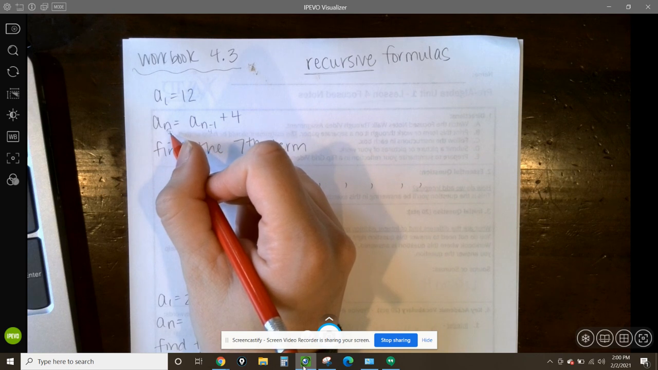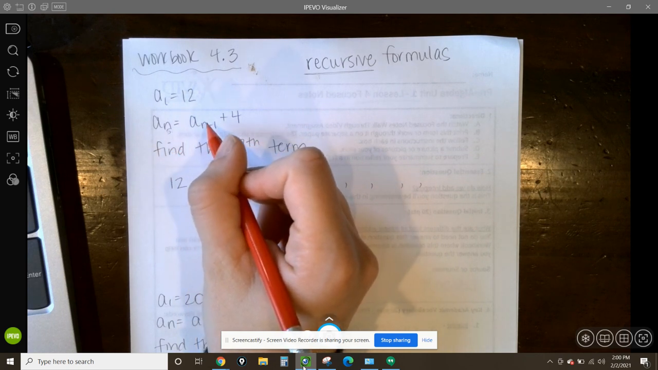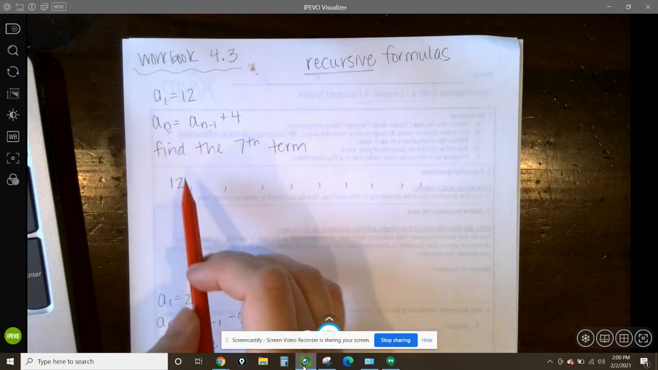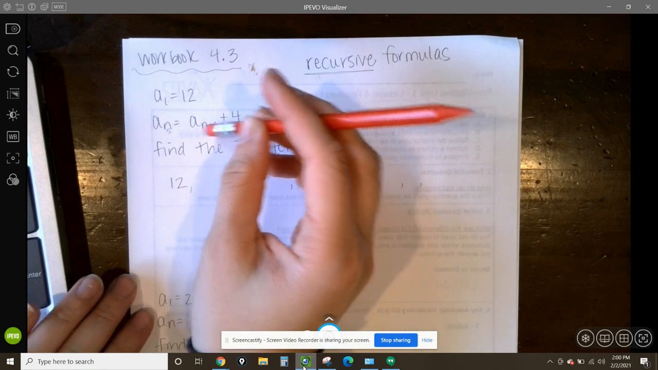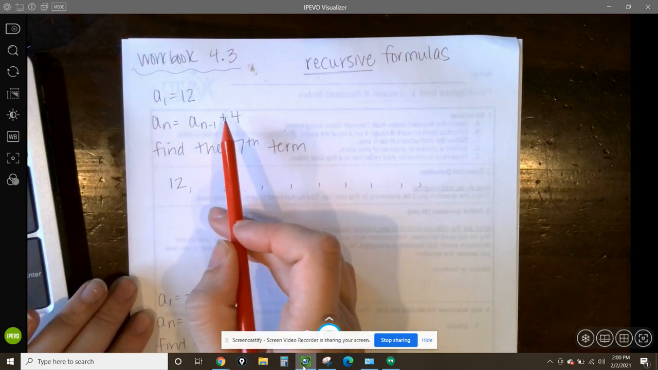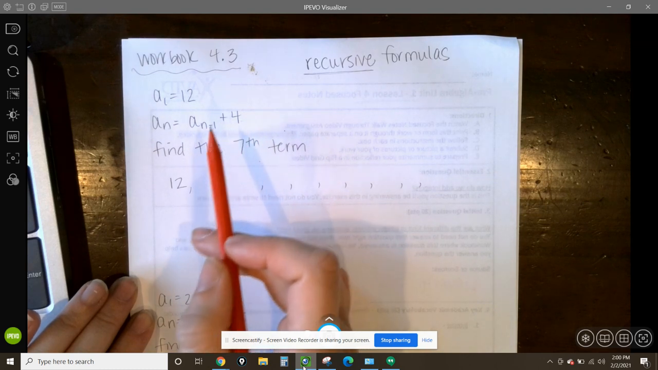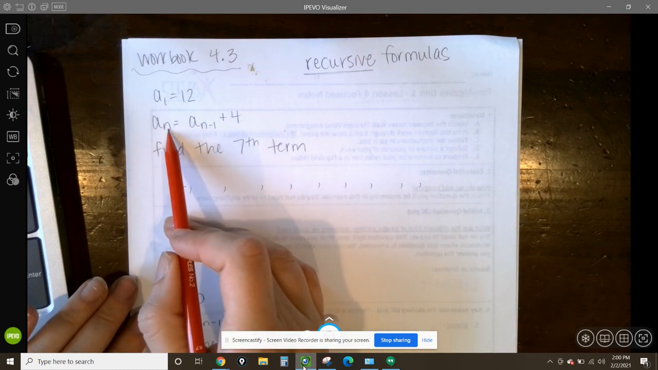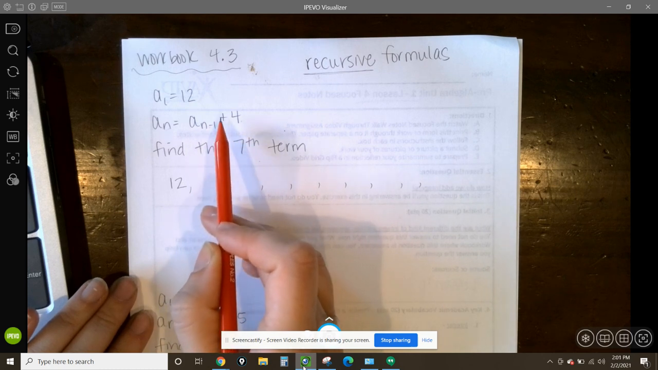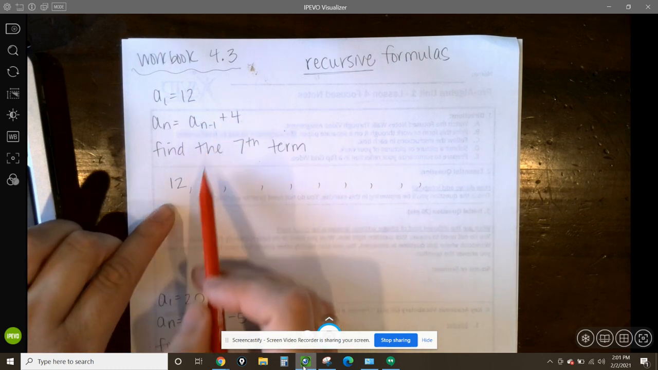So this is telling you to find a term in the sequence, you take the term before it and add 4. The rule for this sequence is add 4. This looks really confusing just to say we're adding 4 every time, but that's what it means. So to find a term, we take the term before it, n minus 1, and add 4.